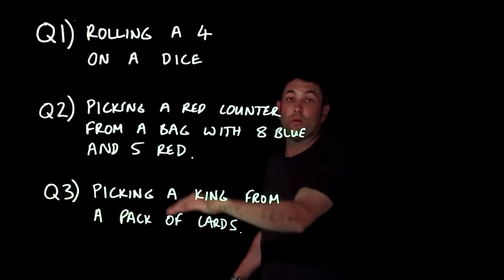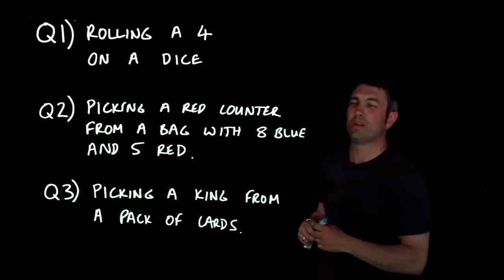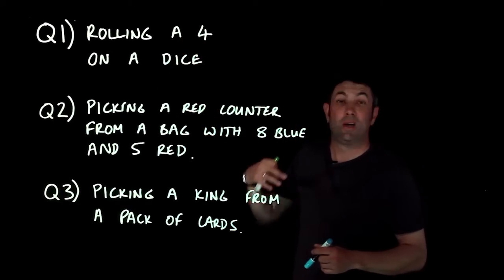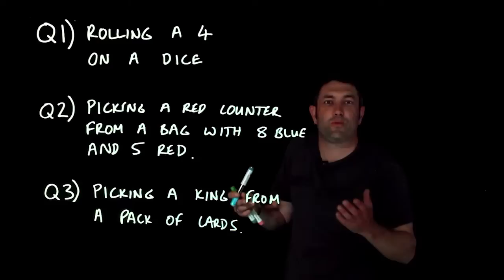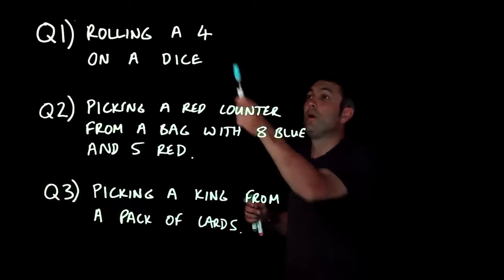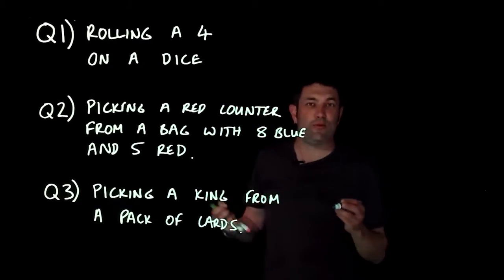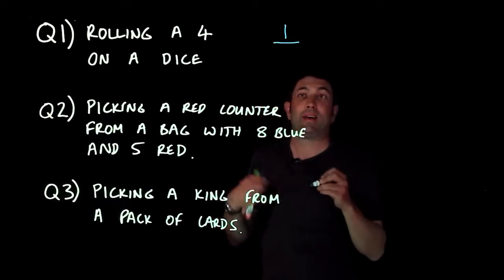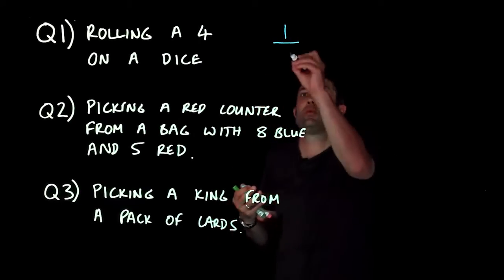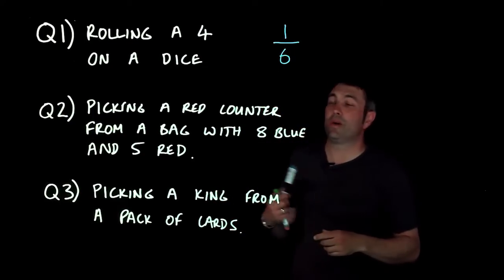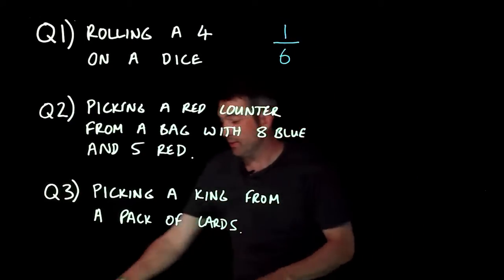Now, I'm going to do them in order because I think this one's probably the easiest. We all know a dice, when they talk about a dice in an exam, it will be a 6-sided dice. It won't be one of those fancy dices you use with certain board games. So, rolling a 4 on a dice, how many 4s are on that dice? Well, there's 1 4 on a dice, and how many numbers in total? Well, there's 6 numbers in total. So there you go, 1/6 would be the probability of rolling a 4 on a dice.